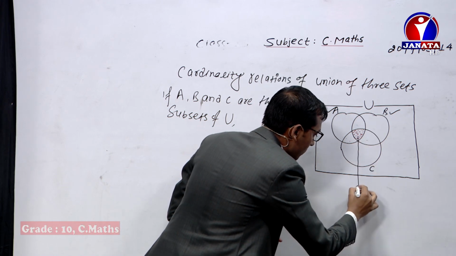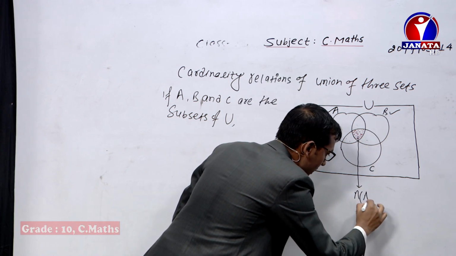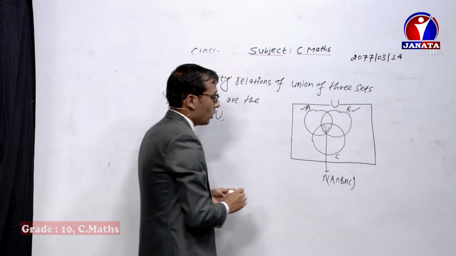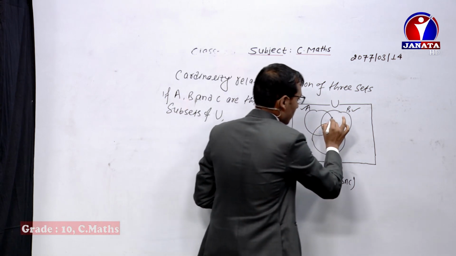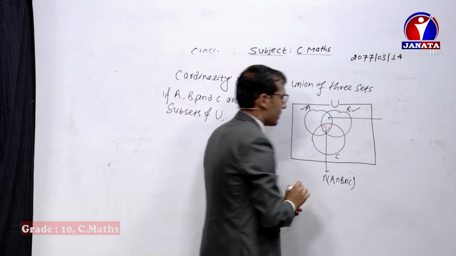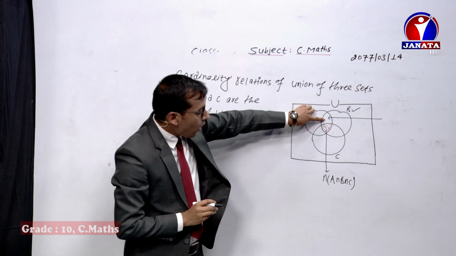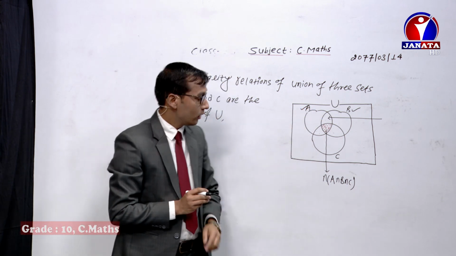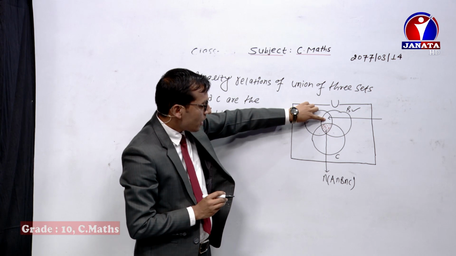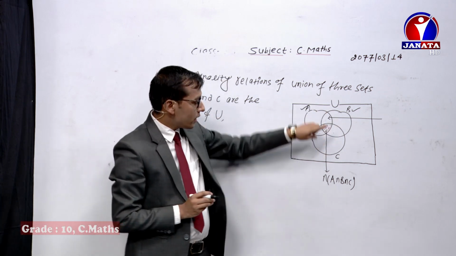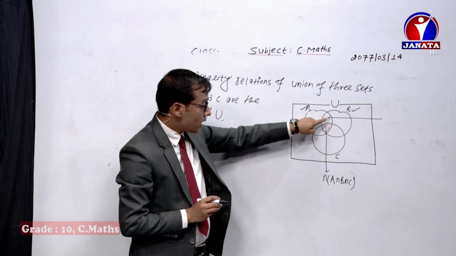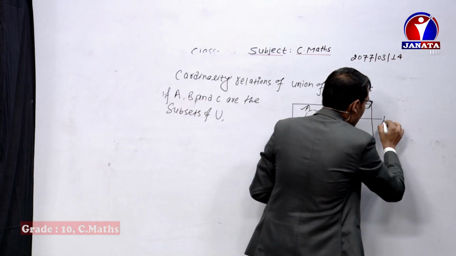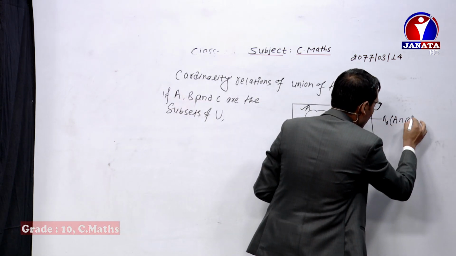So we denote this by n of A intersection B intersection C. Similarly, what could be the set notation for this region? Let's look at this. This is the common region of set A and B only. This region is not contained by circle C, not contained by subset C. So this is the common region of set A and B only. So let's write this as n only A intersection B.